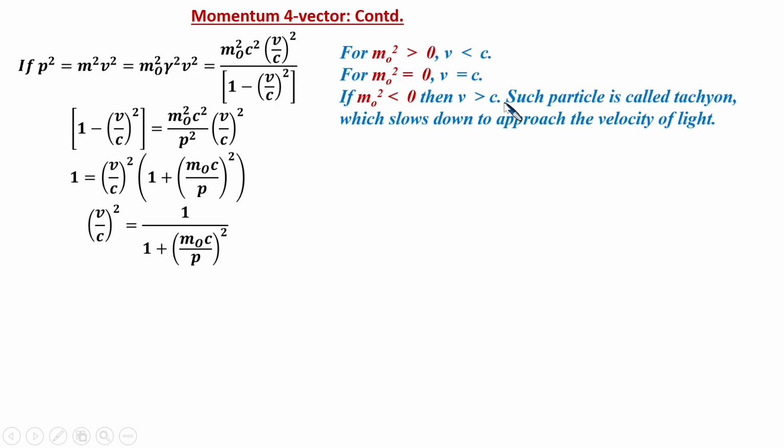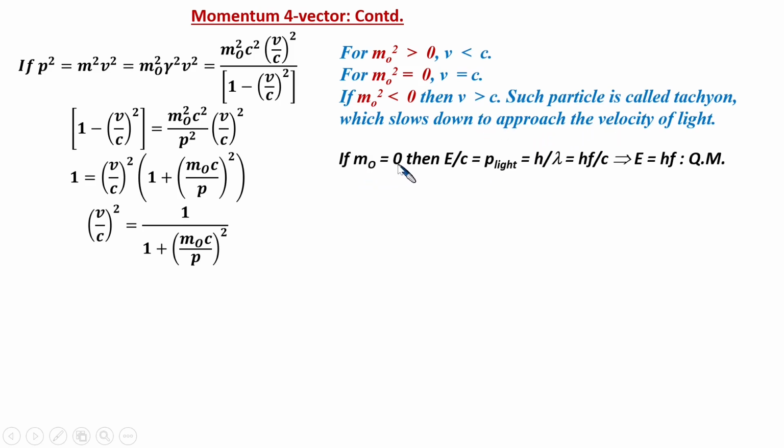So this is in the inaccessible region which we have discussed. But even if it happens, such a particle is called a tachyon. We will not discuss this here, as these have many open questions. This particle slows down to approach the velocity of light: since it is greater than the velocity of light, to approach the velocity of light it has to slow down.